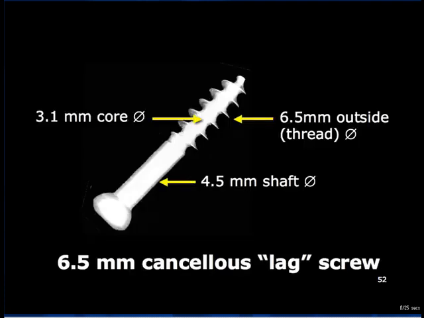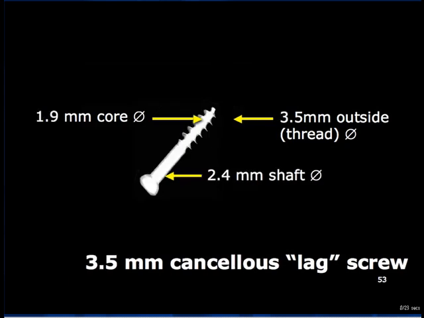The standard large cancellous screw has a 3.1 mm core, but the unthreaded shaft has a diameter of 4.5 mm. The outside thread or nominal diameter is 6.5 mm. Therefore it is referred to as a 6.5 cancellous screw. The drill bit used for the pilot hole is 3.2 mm in diameter.